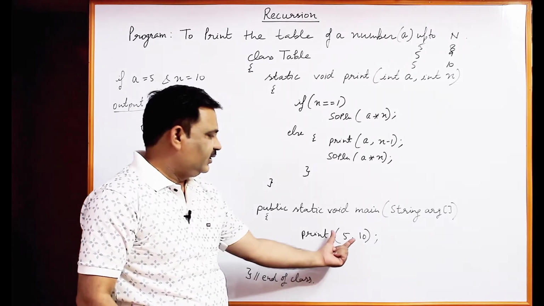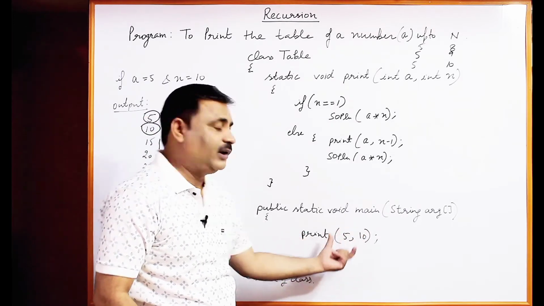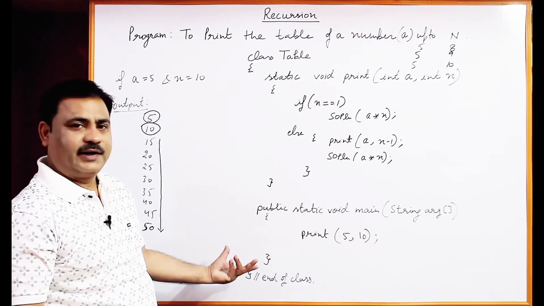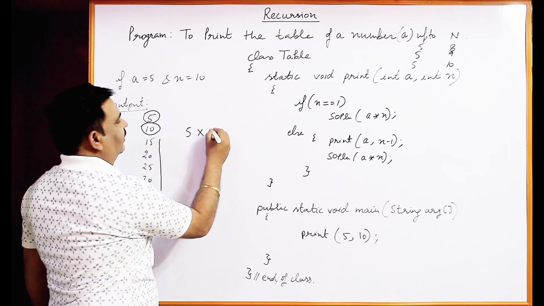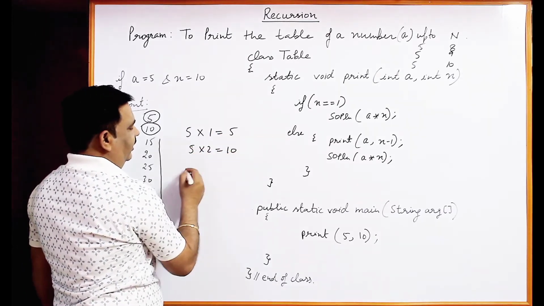You can try on different numbers. You can pass 6, 20, then it will print the table of 6 up to 20. If it is required to print in the tabular format, it is like this: 5 1 ja 5, 5 2 ja 10 and so on.